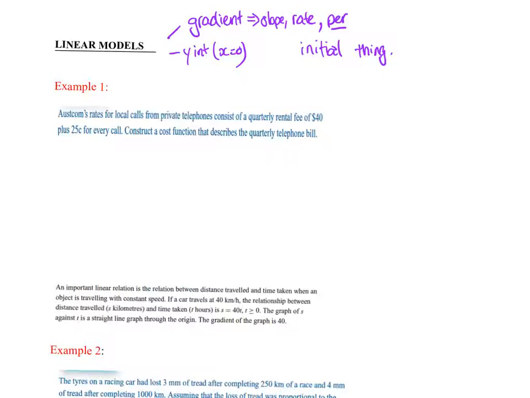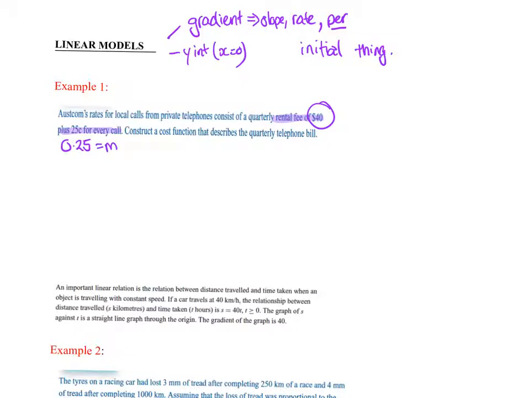So Auscom's rate for local calls from a private phone consists of a quarterly fee of $40 plus 25 cents for every call. Could I say it as 25 cents per call? Yeah. So see how I used the word per? So what do you think that's telling me that is? That's the gradient. So we don't like to talk in cents, particularly when they've used dollars here, so I'm going to change that. Because that's 25 cents, I'm going to say that's the gradient because it's like a rate.